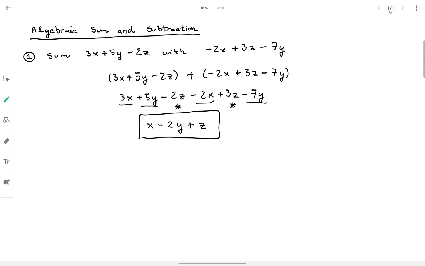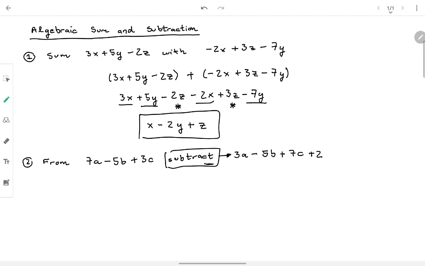Let's see another example. So let's see this second one. It says from 7a minus 5b plus 3c subtract 3a minus 5b plus 7c plus 2. Remember, the word subtract will tell us which one is going to be the negative one. So this one is going to be the negative one. So we will put it like this. 7a minus 5b plus 3c minus, because we are going to subtract, 3a minus 5b plus 7c plus 2.